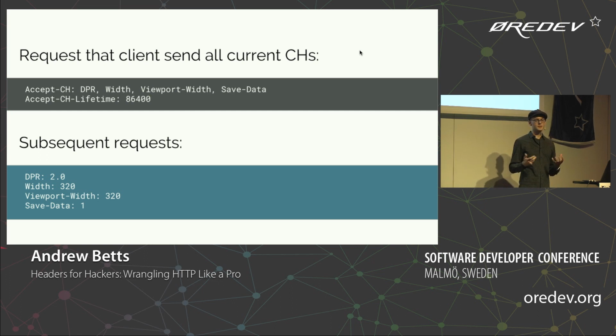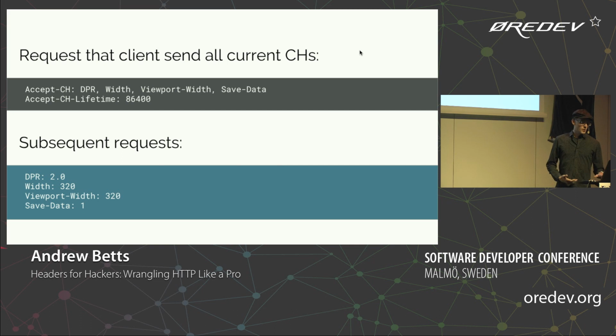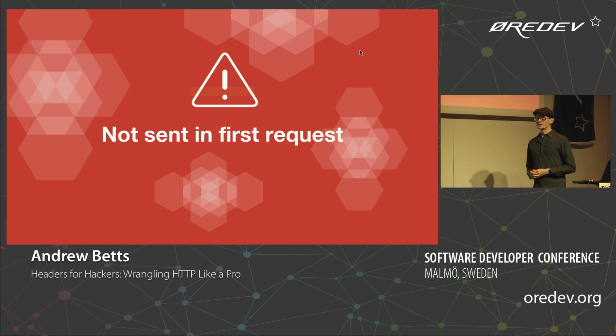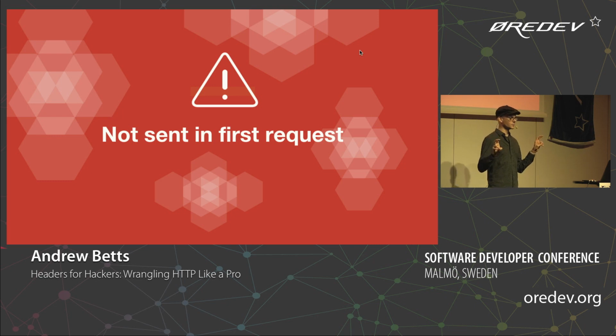And client hints is designed as a framework, so many other client hints might be added in the future to give us additional context for what kind of device and what kind of environment the user is operating in. The problem that I have with client hints is they're not sent in the first request. You have to ask for them, and as a server, you're not in a position to make a request to the client. You can only send it information in a response.